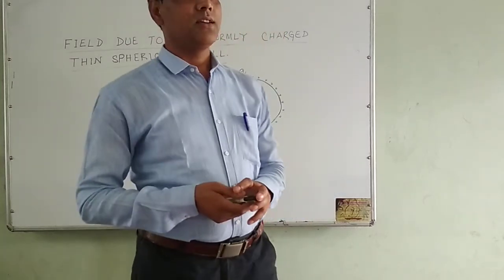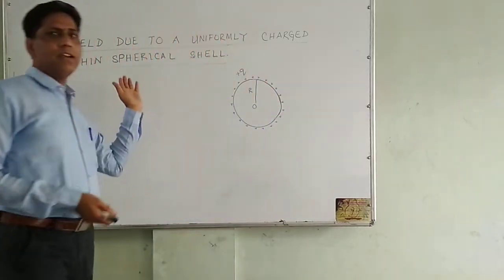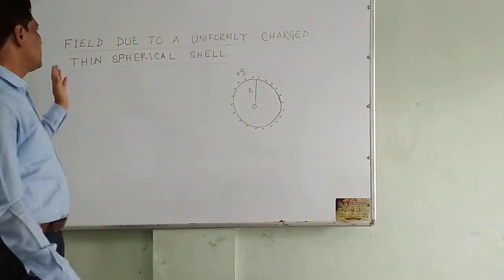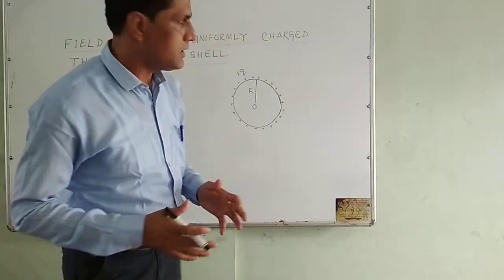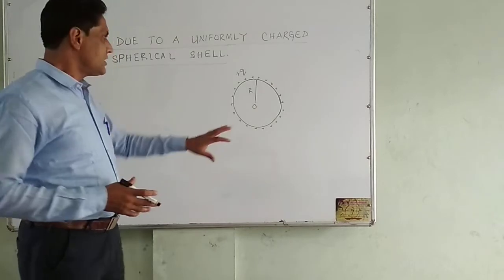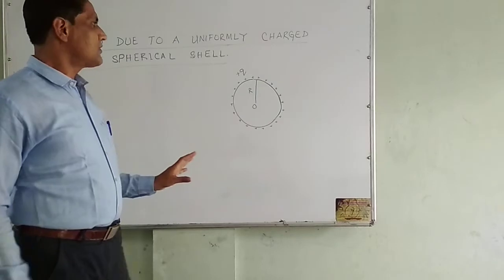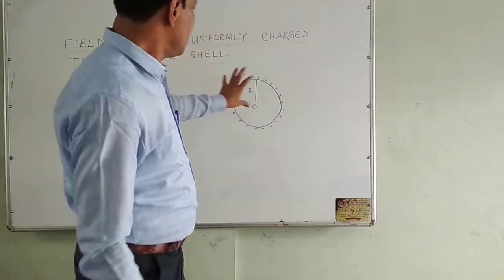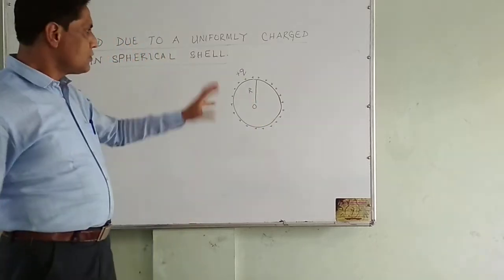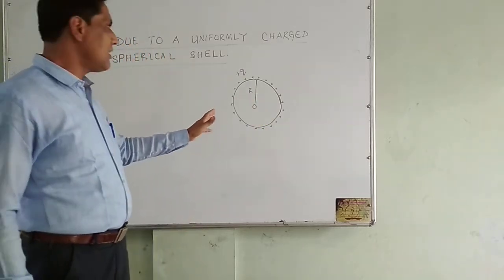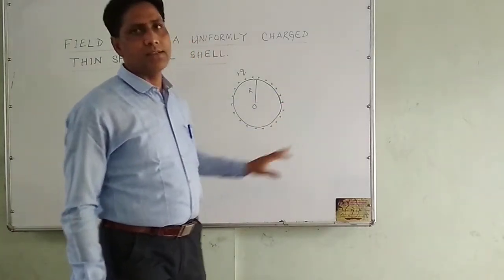Today in my physics class I will discuss the topic: field due to a uniformly charged thin spherical shell. That means we have to find out the strength of electric field due to this charged spherical shell, thin shell. By spherical shell we mean a hollow sphere. Due to this charged spherical shell, we have to find out the strength of field in different places.